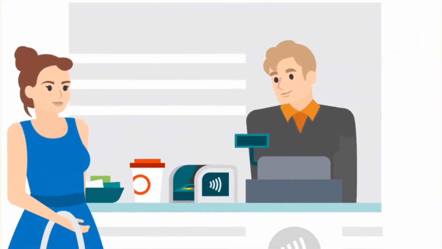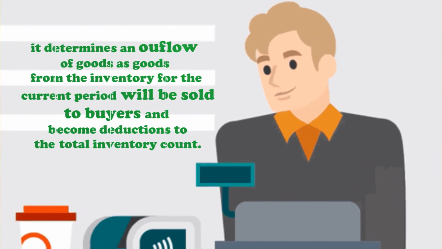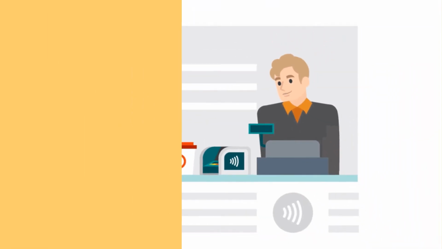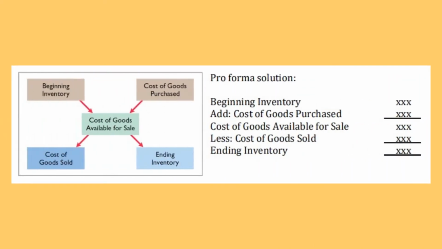On the perspective of a seller, it determines an outflow of goods, as goods from the inventory for the current period will be sold to buyers and become deductions to the total inventory count. The flow of cost of a merchandising business is as follows.